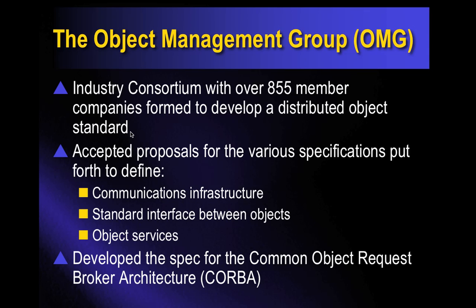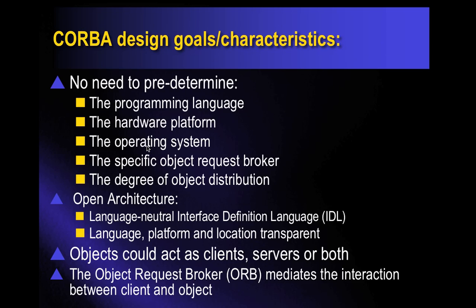But we have a distributed object standard, and CORBA actually follows that. Accepted proposals for various different specifications: communication infrastructure, object services, standard interfaces between the objects, developed the spec for the Common Object Request Broker Architecture, or CORBA, in terms of the goal. The design goal and the characteristics of the consortium were to put this together to make it interoperable. No need to predetermine the programming language, the hardware platform, the operating system.